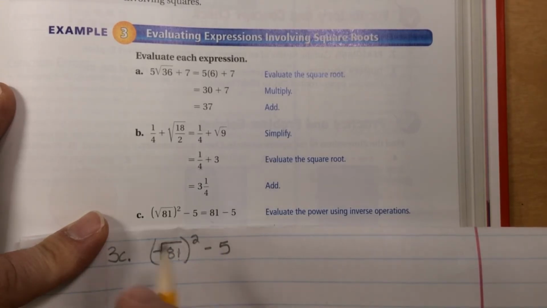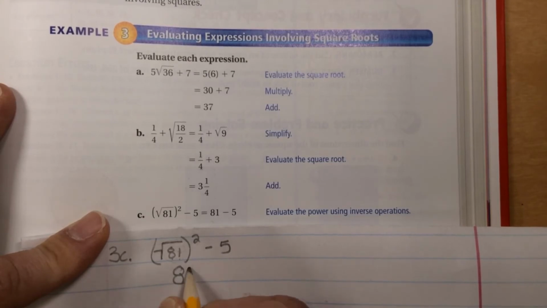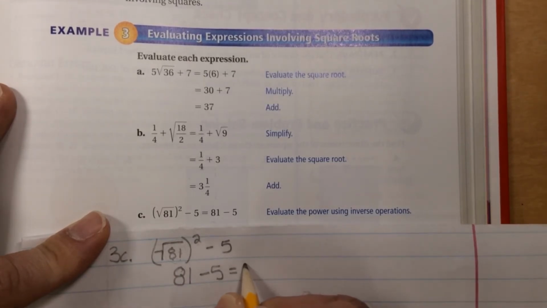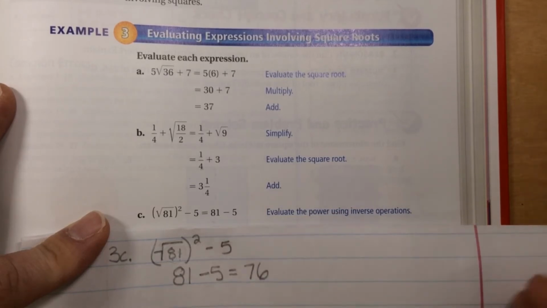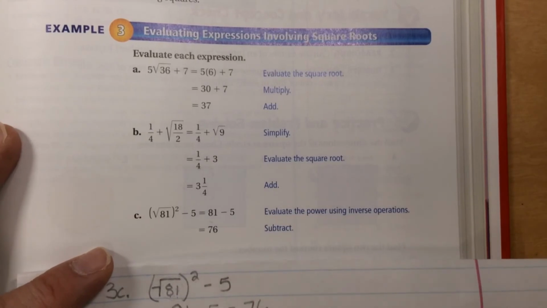Or you can take them one step at a time, it doesn't matter. But the square root of 81 is 9, and 9 squared is 81. So now those two cancel each other out. We're left with 81 minus 5, which is 76. Very good.